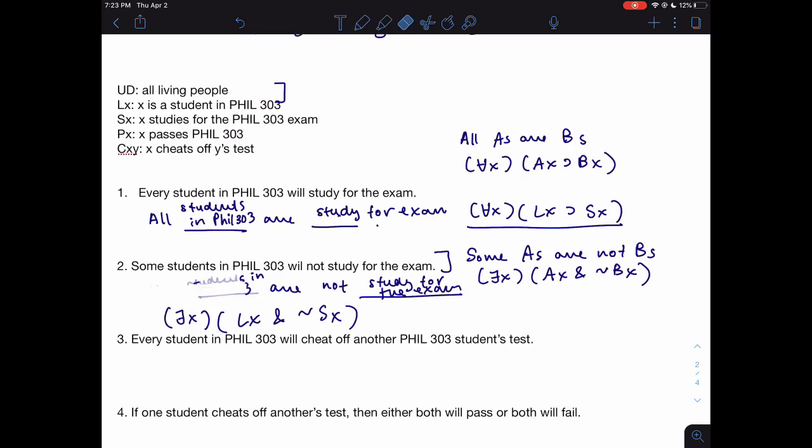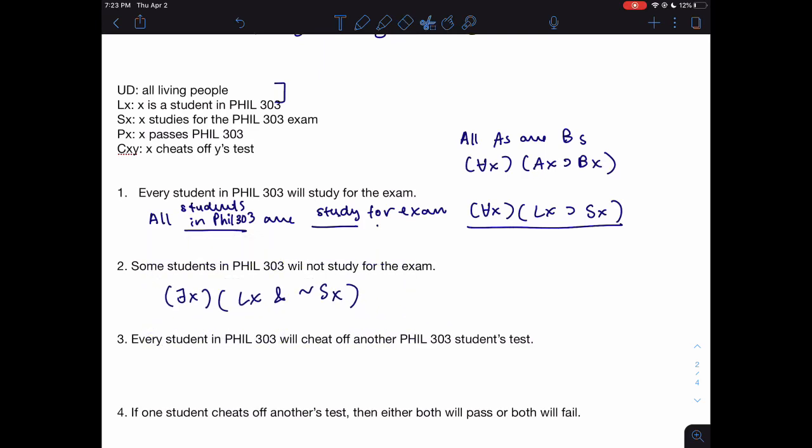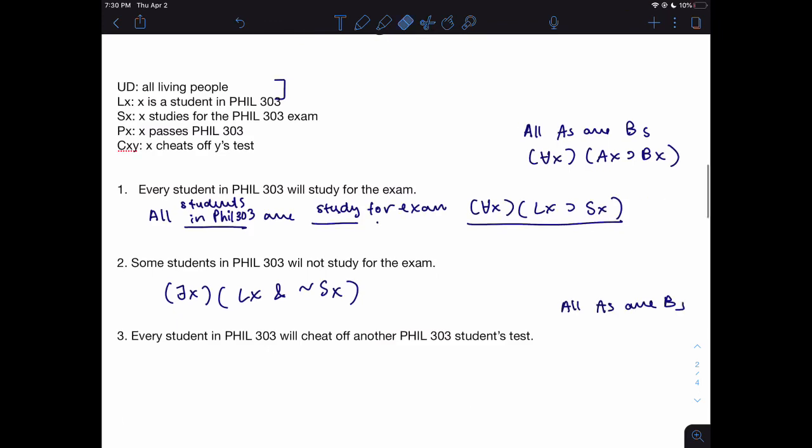Okay, I'm going to erase all this so that we can get a clear look at the sentence. So what the sentence says is that there is some X in the universe of discourse such that X is a student in logic and X doesn't study for the exam. And that's exactly what we wanted.